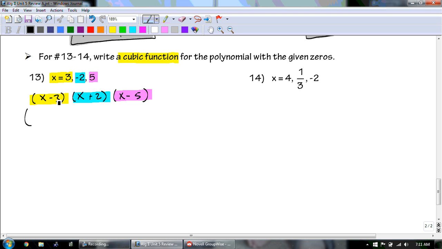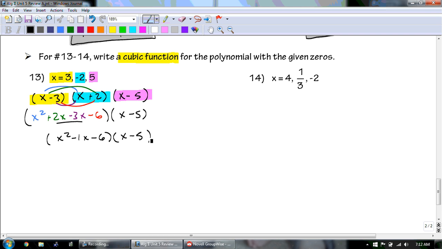I take the first 2, and I'm going to distribute to get x squared plus 2x minus 3x minus 6. And then we have the x minus 5. I'm going to combine my like terms to get x squared minus 1x minus 6 and x minus 5. And then from here, I'm going to do the box method to multiply.